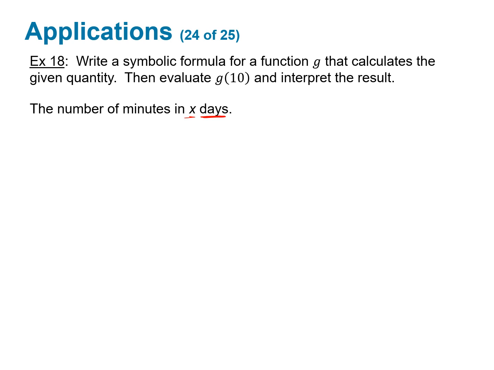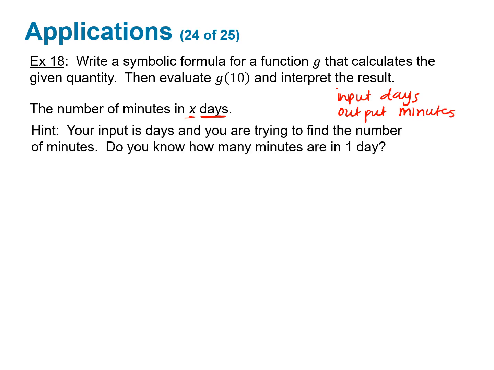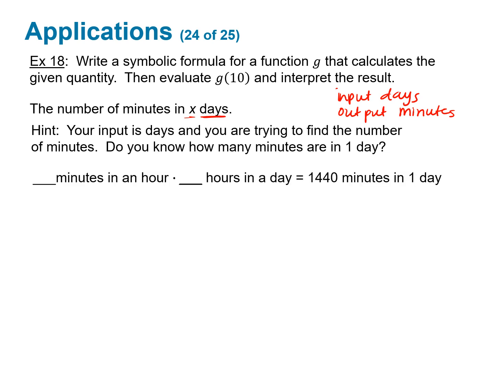So I'm thinking input is days, output is minutes. Okay. So we need to find out how many minutes are in one day. Well, that's easy enough, right? So let's start with what we do know. We know how many minutes there are in an hour. So there are 60 minutes in an hour, and there are 24 hours in a day. So therefore, there are 1,440 minutes in a day.